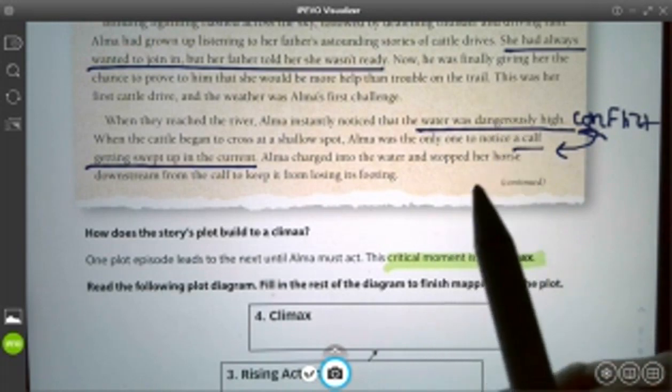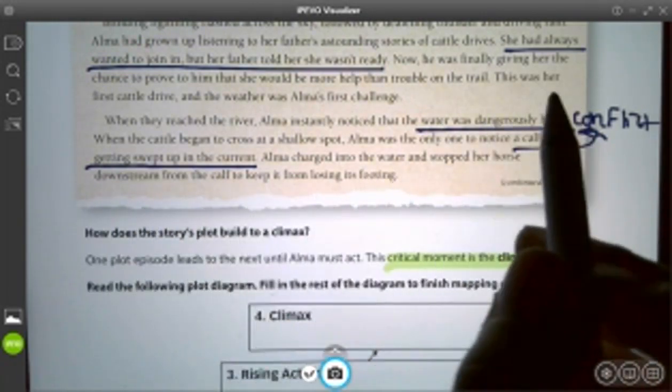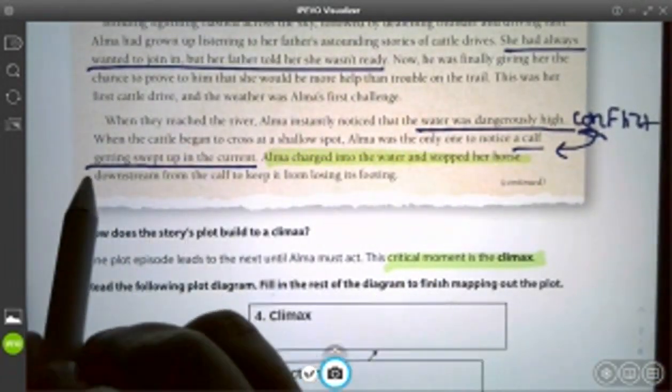Then she charged into the water and stopped her horse downstream from the calf to keep it from losing its footing. So to me, this looks like a pretty exciting part right here. Okay, so the most exciting part is what I just highlighted. So let's think about our rising action. After she struggles to prove herself to her father and she's struggling to keep those animals safe from the dangerously high water, then the calf gets swept up in the current.